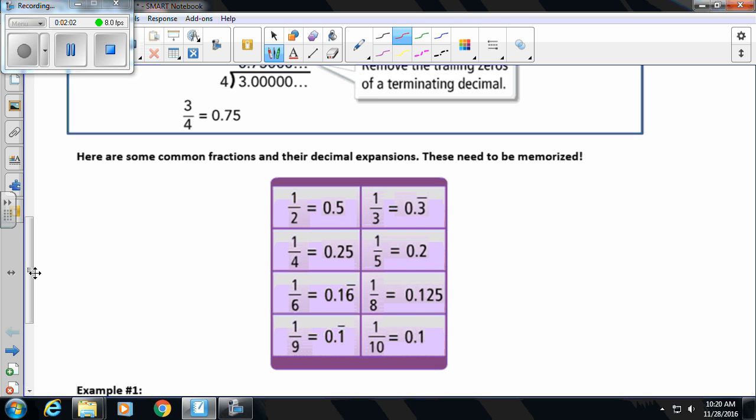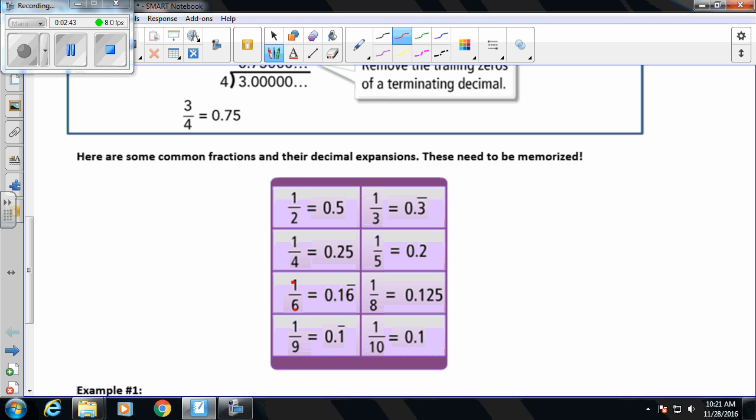Here are some common fractions and their decimal expansions. You should memorize these. 1/2 is 0.5. 1/4 is half of a half. Half of 0.5 is 0.25. 1/6, I always remember it this way: I see the 16, the 1/6 from the 16, the 6 repeats. 1/9, we know from class yesterday, is 0.1 repeating. 1/3 we know as well is 0.3 repeating. 1/5 is 0.2. 1/8, if you want to think of it as half of a quarter, is 0.125.